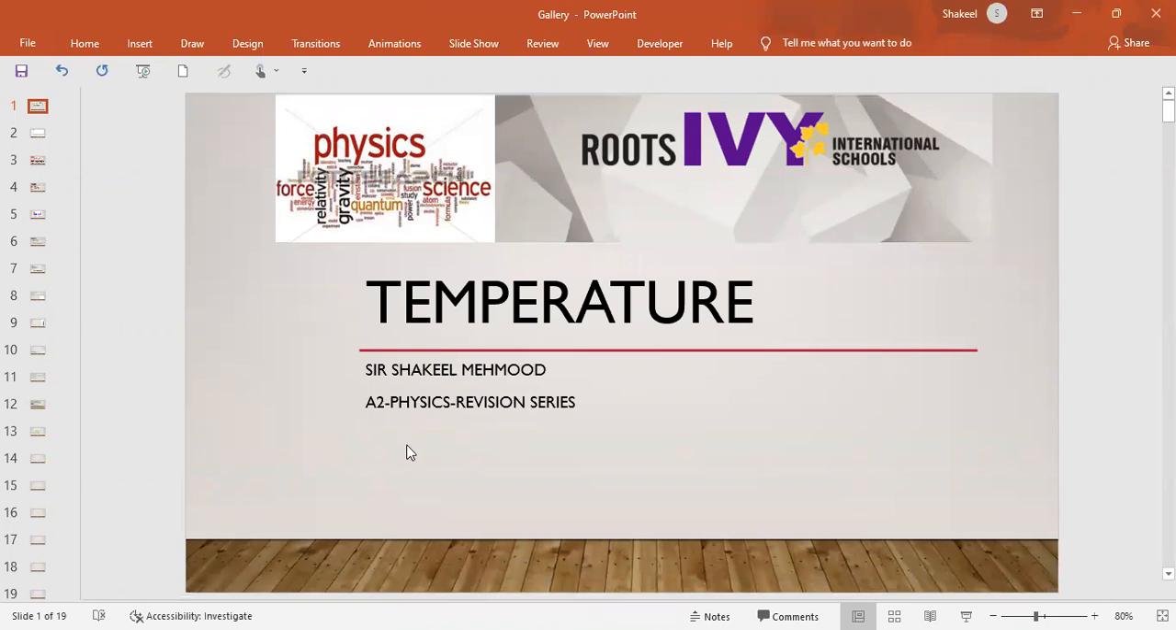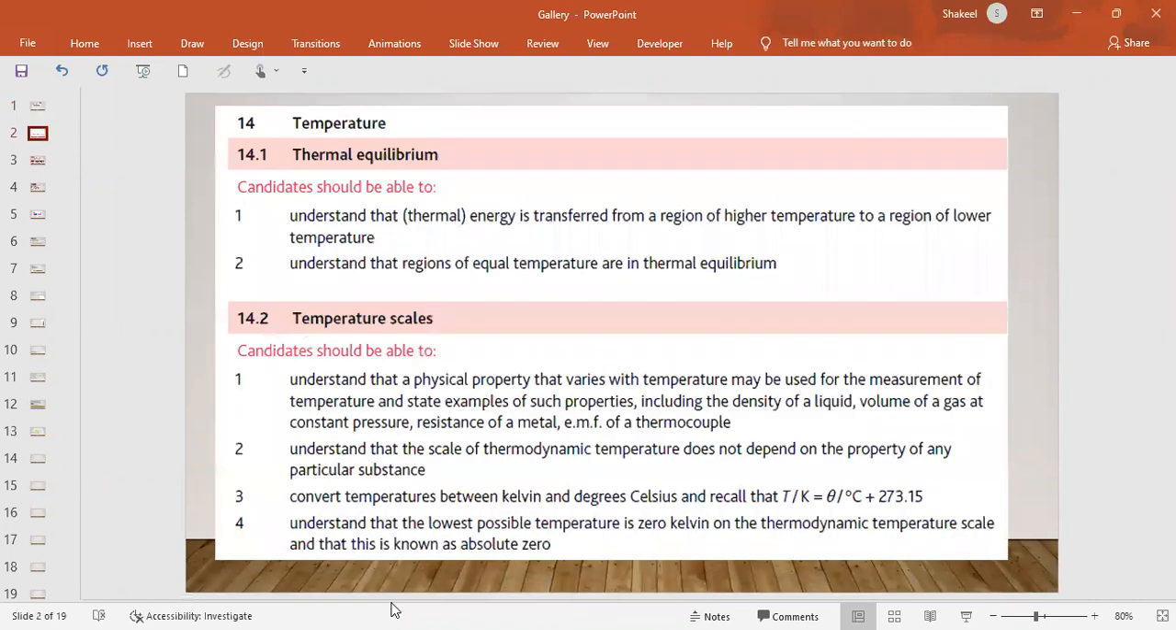So the topic that we are going to discuss today is temperature. This is the first topic in thermal physics, and in this topic the subtopics are thermal equilibrium and some temperature scales. This is actually the very basic chapter for this section.